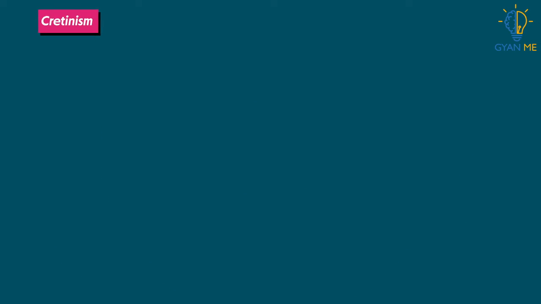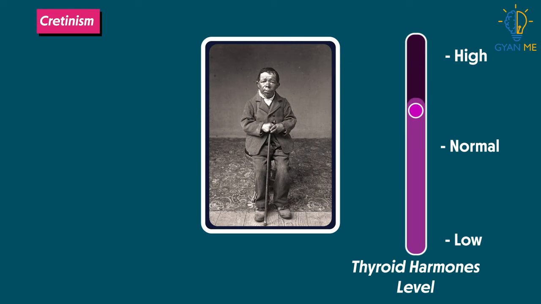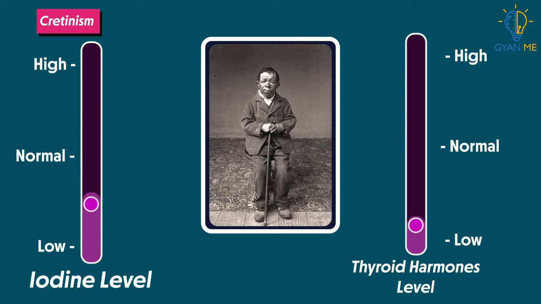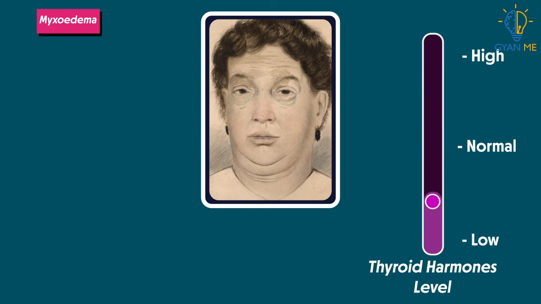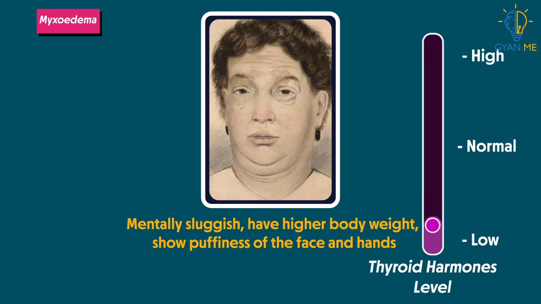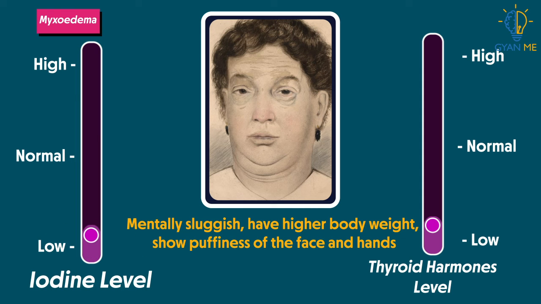Cretinism is caused due to decreased secretion of thyroid hormones in infants, even if iodine levels are normal. This leads to reduced growth, mental defects, lack of skeletal development, and deformed bones. Myxedema is caused by deficiency of thyroid hormones in adults. Such adults are mentally sluggish, have higher body weight, and show puffiness of the face and hands. Here also, iodine levels are normal.